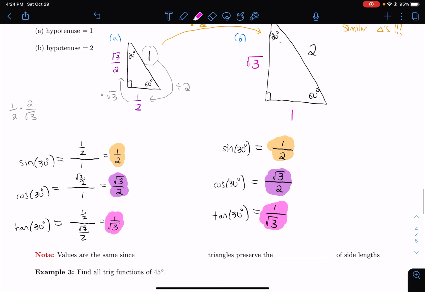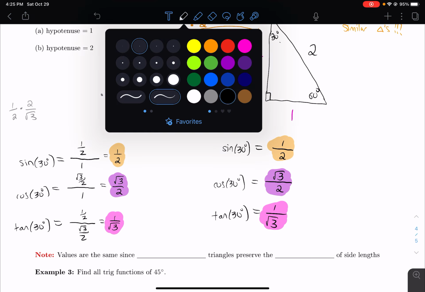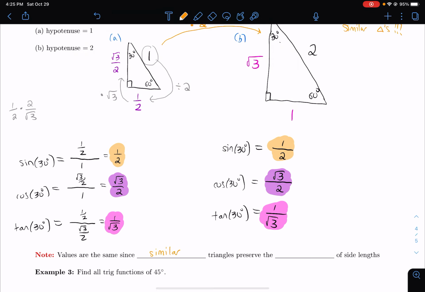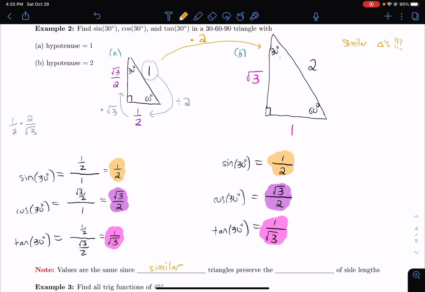I want to make a note about this. It turns out that's not a coincidence. The values are ending up being the same because we have these similar triangles, and similar triangles preserve the ratios of the side lengths. In other words, when you have two triangles like this, triangle 1 and triangle 2, that are similar, when you make the ratios of their side lengths, which is what the trig functions do, we would expect them to be the same. That's one of the things that makes trig functions really nice. They're going to work in whatever size triangle we have, as long as you're working with the same angle in those two triangles, like I was working with this 30-degree angle in the two triangles.